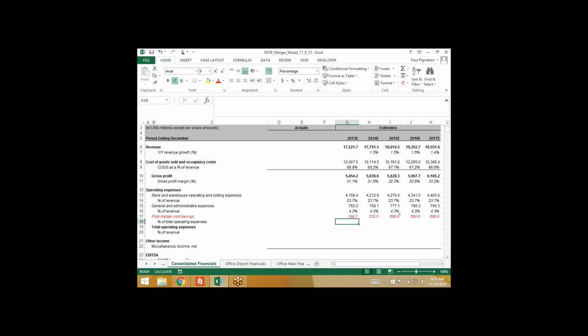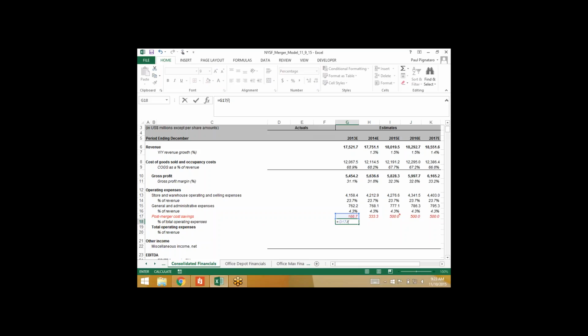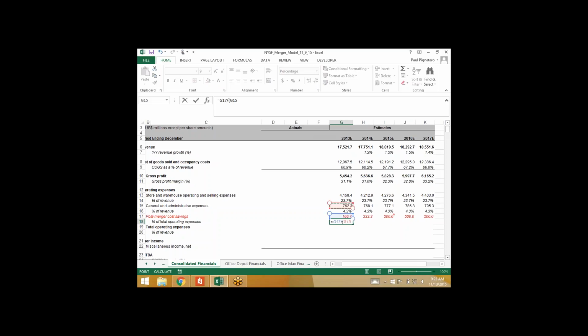And, you know, I didn't know if the cost savings was just going to be on SG&A or SG&A and the warehouse selling expenses, because they are like operations. So I just calculated a percentage of the total OPEX, or percentage of the cost savings divided by the total of the expenses.